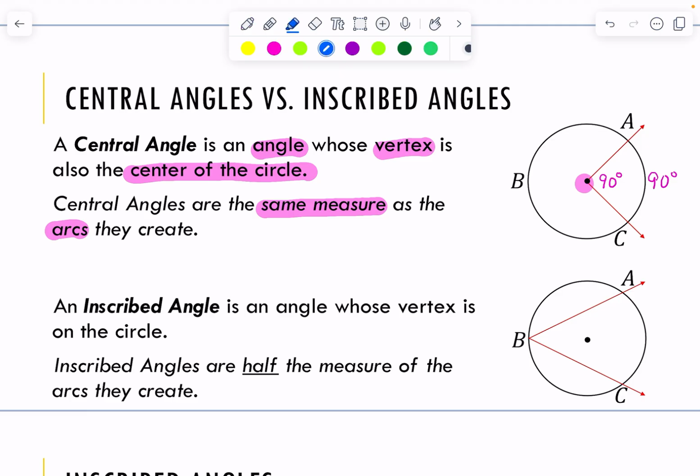Now, second one then, let's talk about the inscribed angle. The inscribed angle is an angle whose vertex is on the circle. So notice vertex B is not on the center anymore, it's on the circle itself. Now, what do we know about inscribed angles? We know that inscribed angles are half the measure of the arc they create. So if we go back to this and let's say this is 90 here, then half of 90 would make this angle 45 degrees. Okay? So inscribed angles are half the measure of the arc they create.